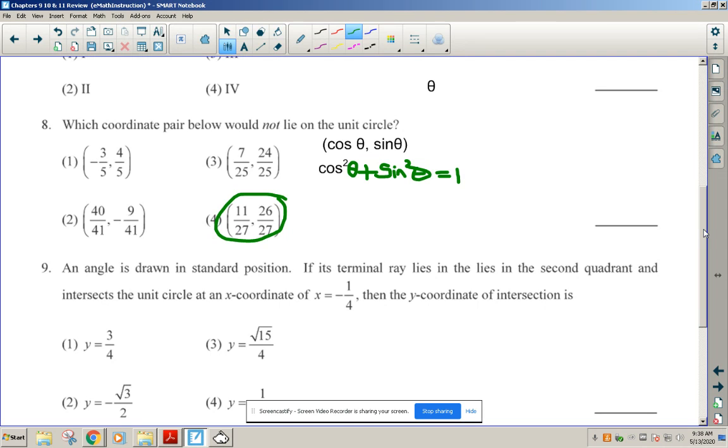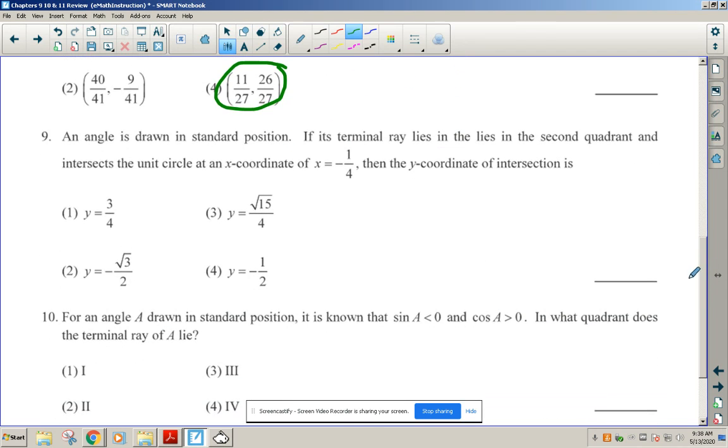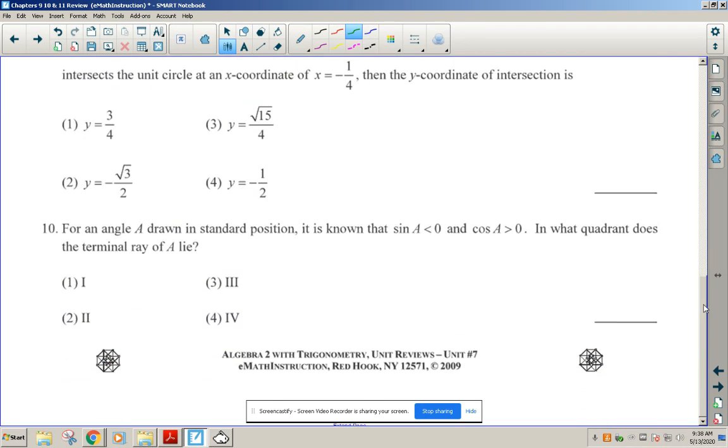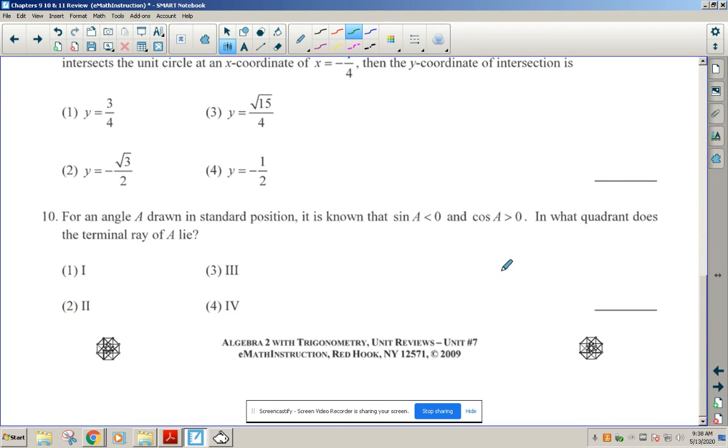And if you have to label a picture, you need your cosine, which is adjacent over hypotenuse, or sine, opposite over hypotenuse. Now number 10, when drawn in standard position, it is known that A is less than 0.